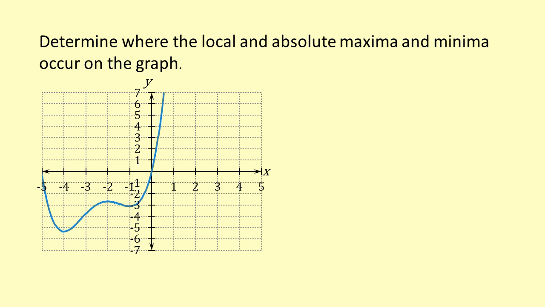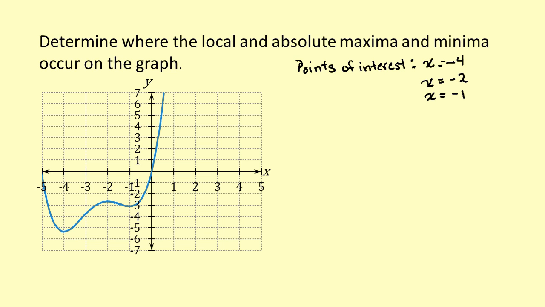Let's start by tracing the graph from left to right. As you can see, the graph falls to a low point at x equals negative 4, then rises to a high point at x equals negative 2, falls to a low point at x equals negative 1, and then rises at an increasing rate going through the bounds of the graph. So, points of interest for us are x equals negative 4, x equals negative 2, and x equals negative 1.